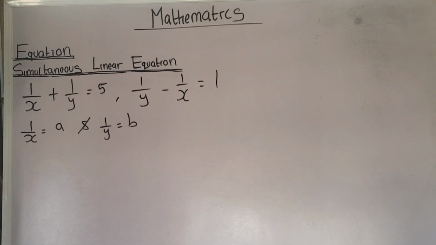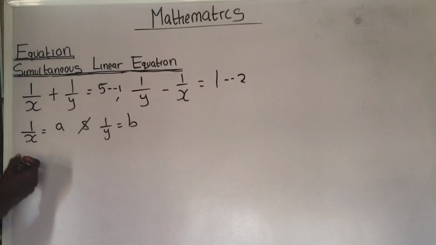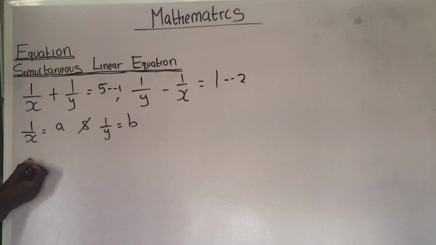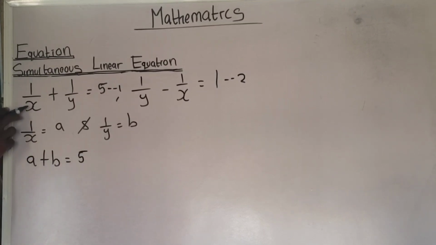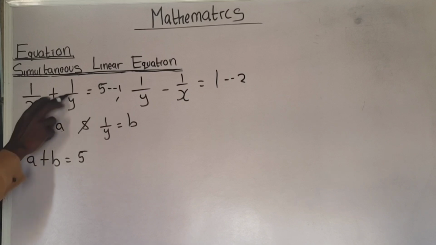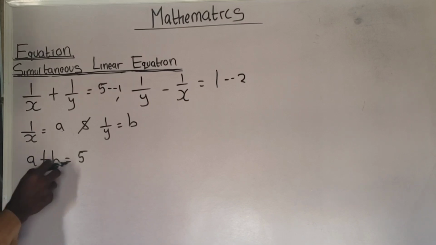Now, having represented 1 over x as a and 1 over y as b, for the first equation, let us call this equation 1 and let us call this equation 2. Now, for the first equation, since 1 over x is equal to a, I'm going to have a plus b equals 5. Because 1 over x is equal to what? A. So I replace it as a, and 1 over y is equal to what? B. So I replace it as b. So I have a plus b is equal to 5.